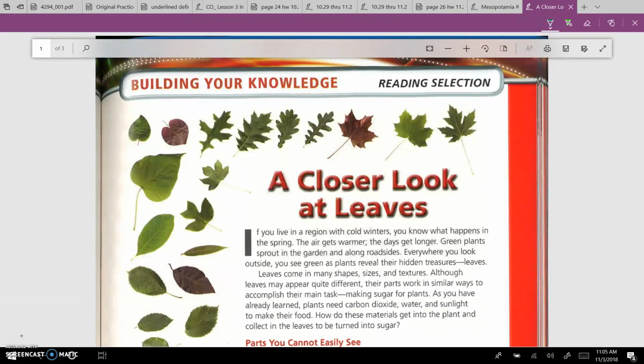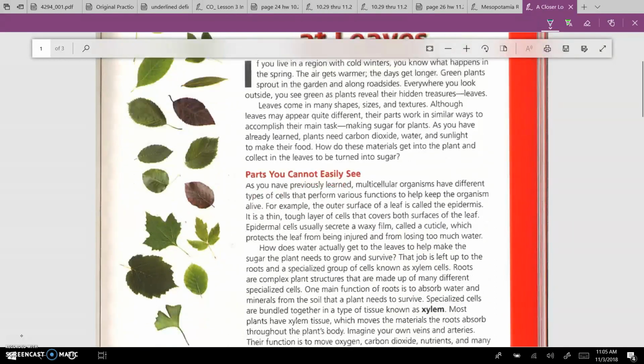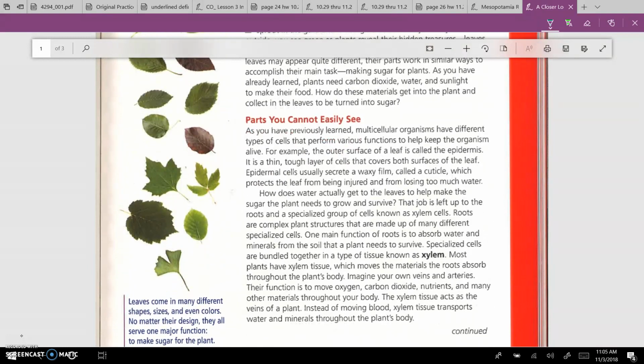Leaves come in many shapes, sizes, and textures. Although leaves may appear quite different, their parts work in similar ways to accomplish their main task, making sugar for plants. As you've already learned, plants need carbon dioxide, water, and sunlight to make their food. How do these materials get into the plant and collect in the leaves to be turned into sugar? Parts you cannot easily see.